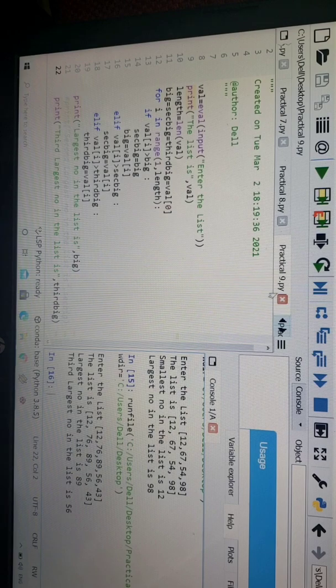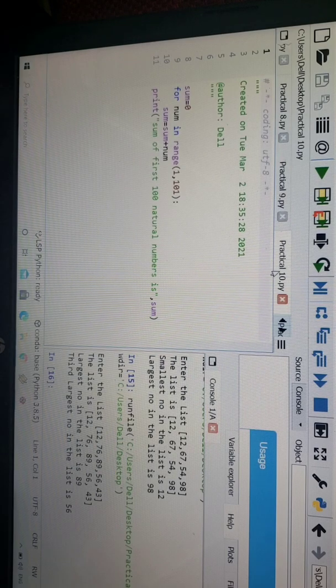Okay. Now let's have a look at the next program. The next program is to calculate the sum of the square of the first 100 natural numbers. So this is a very easy program. You need to take one variable, sum equals 0, then use a for loop to get numbers from 1 to 101, because we need 1 to 100. Then add all those numbers and print the result.